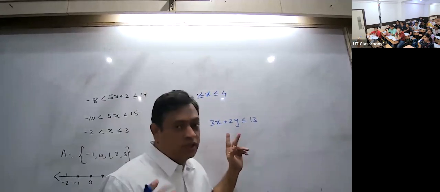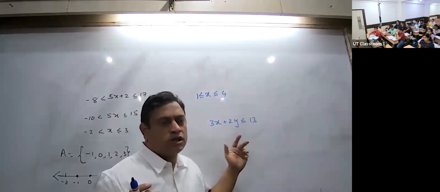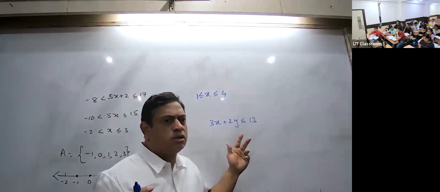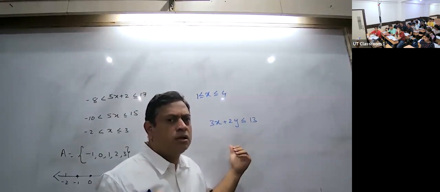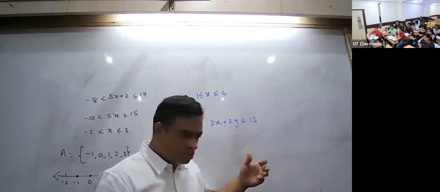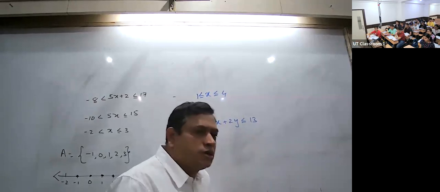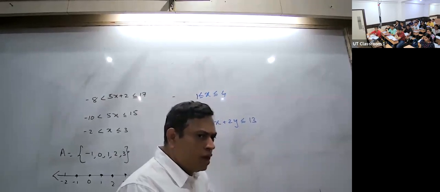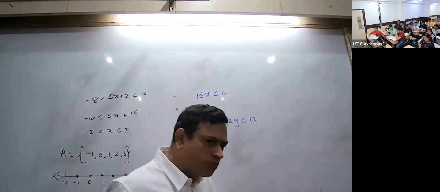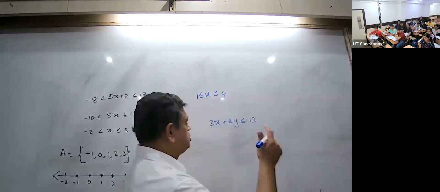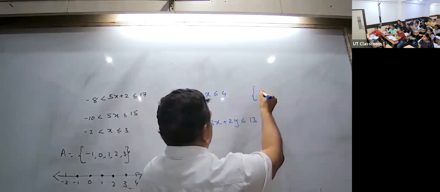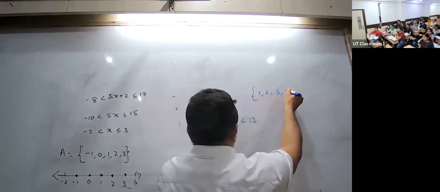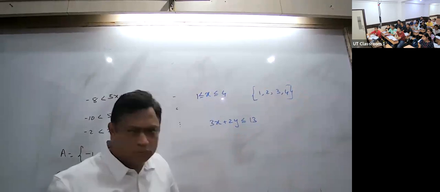First and foremost thing is, what are x and y? The discussion is going on. Everyone has to search for the values. I will shift the places. So what is the value of x? Which are the values? 1, 2, 3, 4.